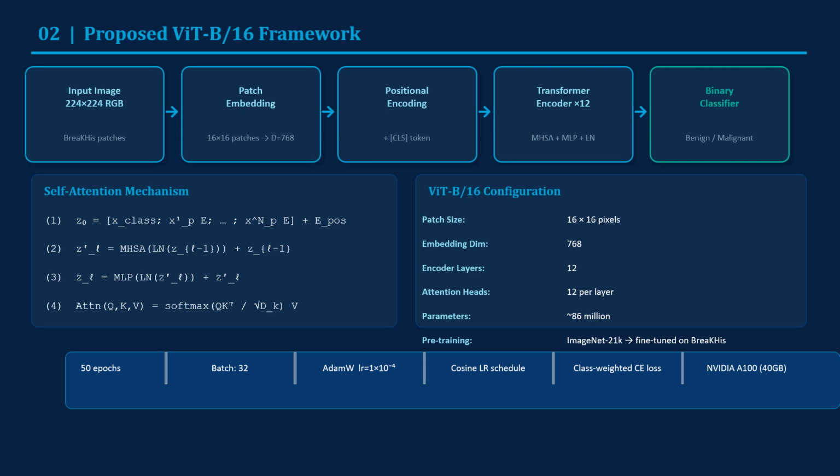In our work, we used the ViT-B/16 model. It divides each image into 16 by 16 pixel patches, processes them through 12 transformer layers, and finally predicts whether the tissue is benign or malignant. To improve performance, we started from a model that was already trained on ImageNet-21K and then fine-tuned it using the breast cancer dataset.